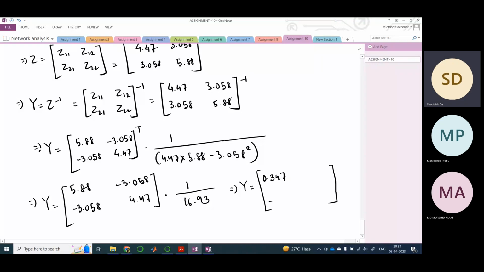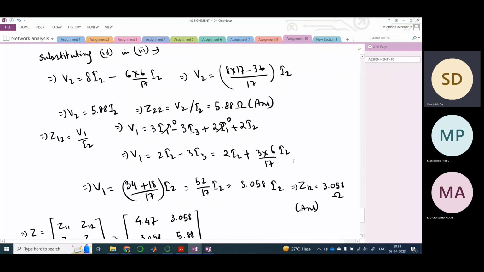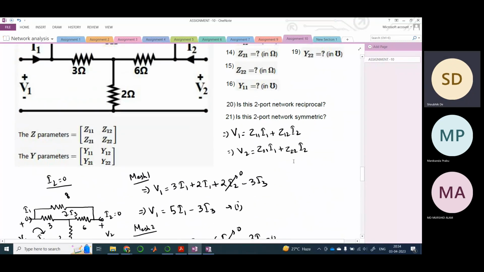This is minus 1.81. This would also be the same. This is 0.264. So this is your y matrix. So this is y11, y12, y21, y22. Okay. So that's it. Now coming to the last two questions.